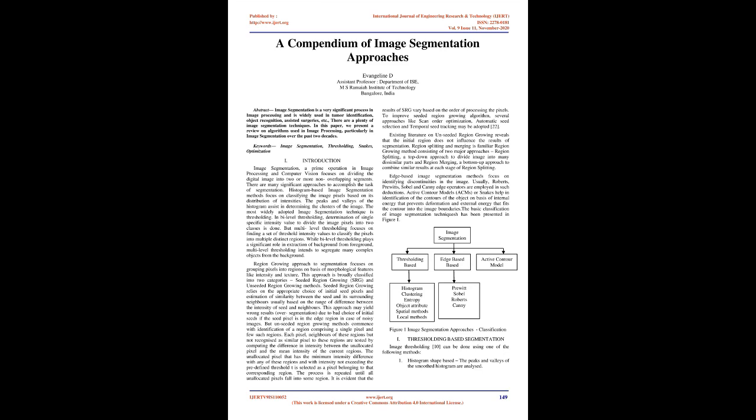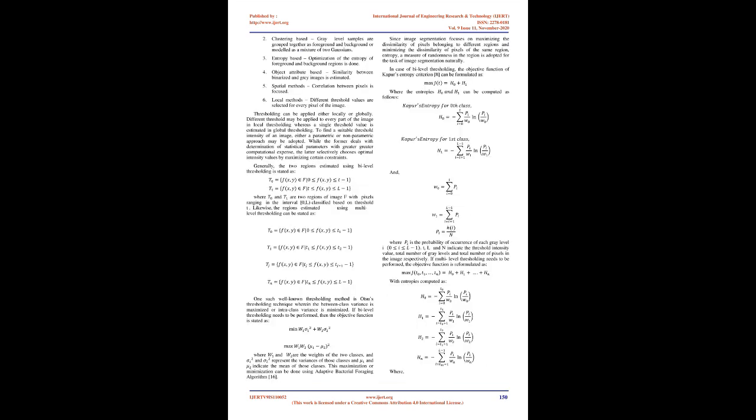It is evident that the results of SRG vary based on the order of processing the pixels. To improve the seeded region growing algorithm, several approaches like scan order optimization, automatic seed selection and temporal seed tracking may be adopted. Existing literature on unseeded region growing reveals that the initial region does not influence the results of segmentation.